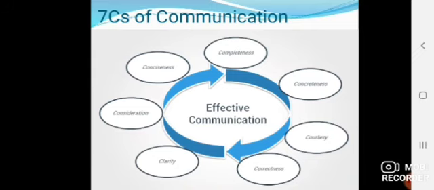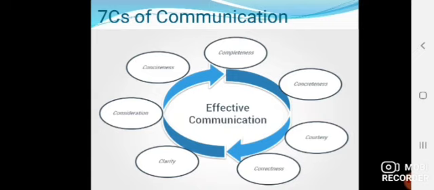Then correctness. The message which is shared by the sender should be true at any cost, and it should be legally and factfully true in order to make communication effective and to build up a sense of trust with the receiver. Then clarity. Clarity means there should be no obstruction, first of all, in the effective communication process.